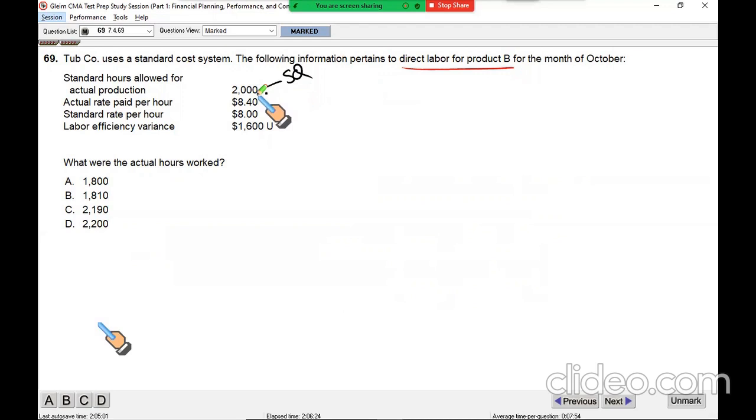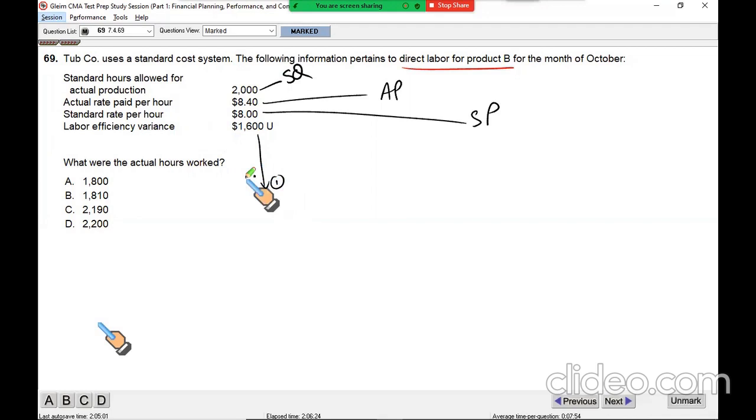This is SQ. Actual rate paid to the labor, this is the actual price. This is the standard price. And this is the labor efficiency variance. Now, that's our starting point. That's from where we should start.